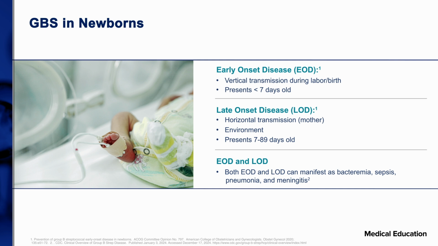Some of the risk factors when we think about early onset disease, and our focus is going to be early onset disease today, because early onset disease is the stage that is most effectively handled by using antibiotic prophylaxis. So it's really important to recognize group B strep as early as possible. In that first 7 days, this is where we're trying to avoid early onset disease.